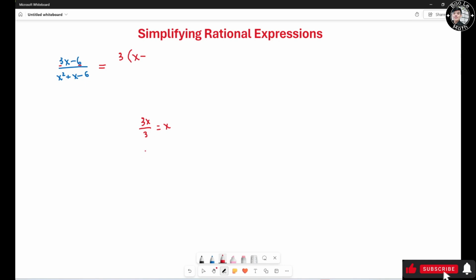Subtract. I have 6. I factor 3 out, which means I divide by 3. So 6 divided by 3 equals 2. So I put 2 right here. Over. Now the bottom right here, this is a trinomial.